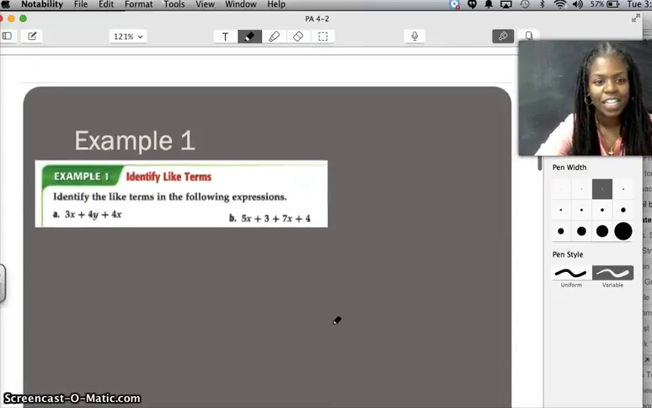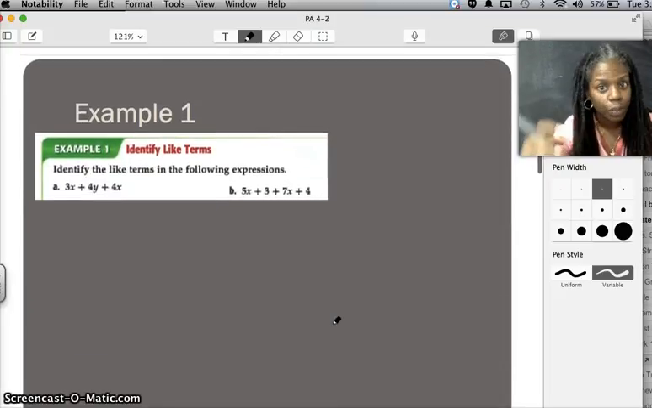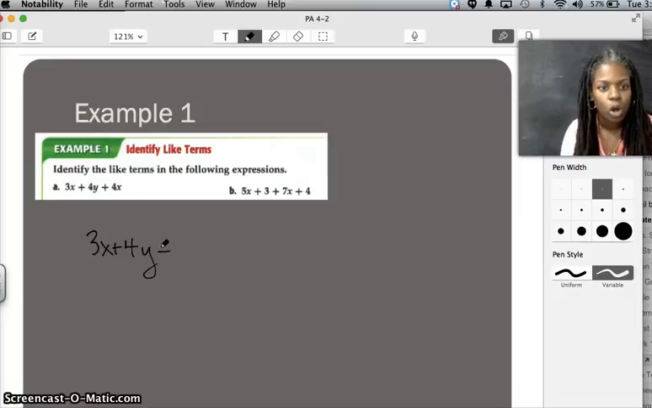All right, let's take a look at a couple of examples relatively quickly. I won't have to rush, but I think you guys will get the hang of this very shortly. So number 1, part A, it says identify like terms in the following expression. So here, all we're doing is identifying which terms are alike. I worked with somebody on this and I was trying to simplify, and that's not what I should have done. So the like terms in this case are 3x and 4x.